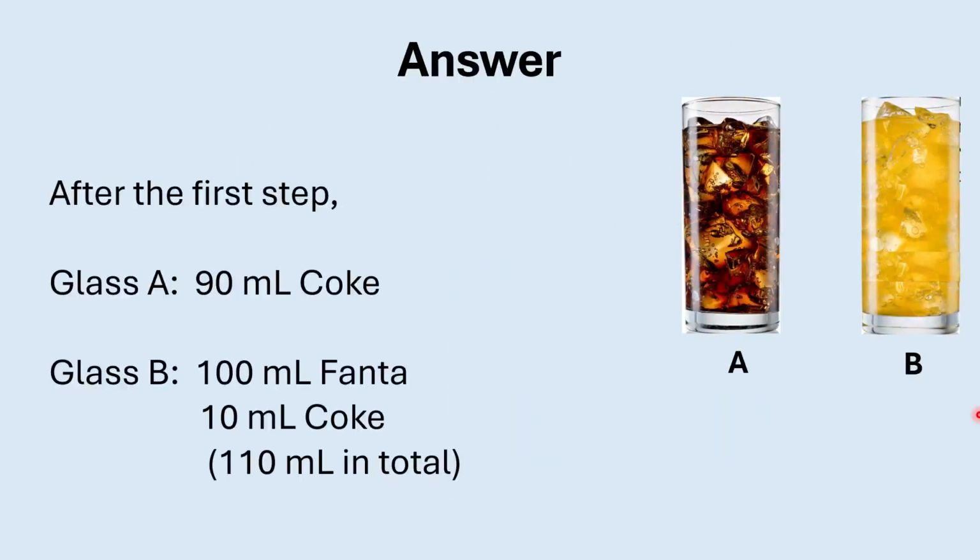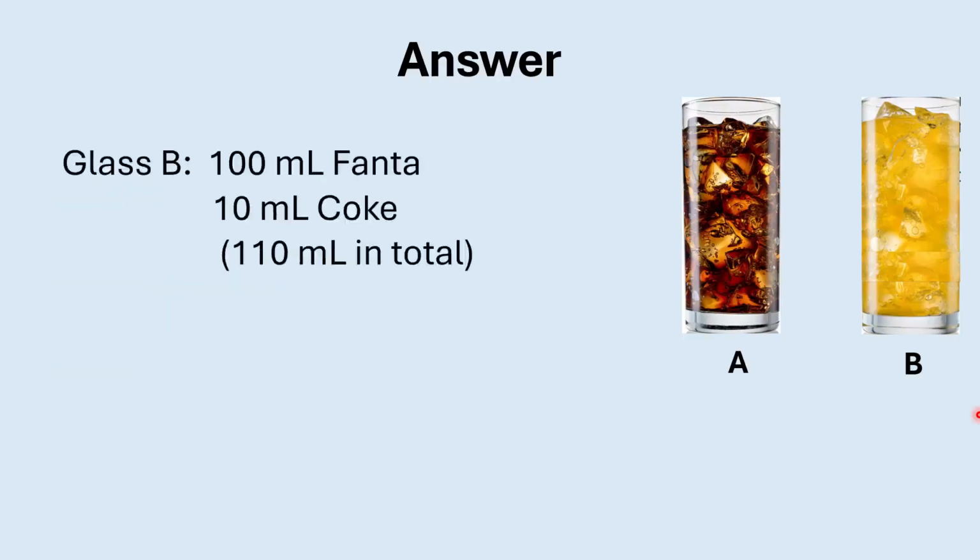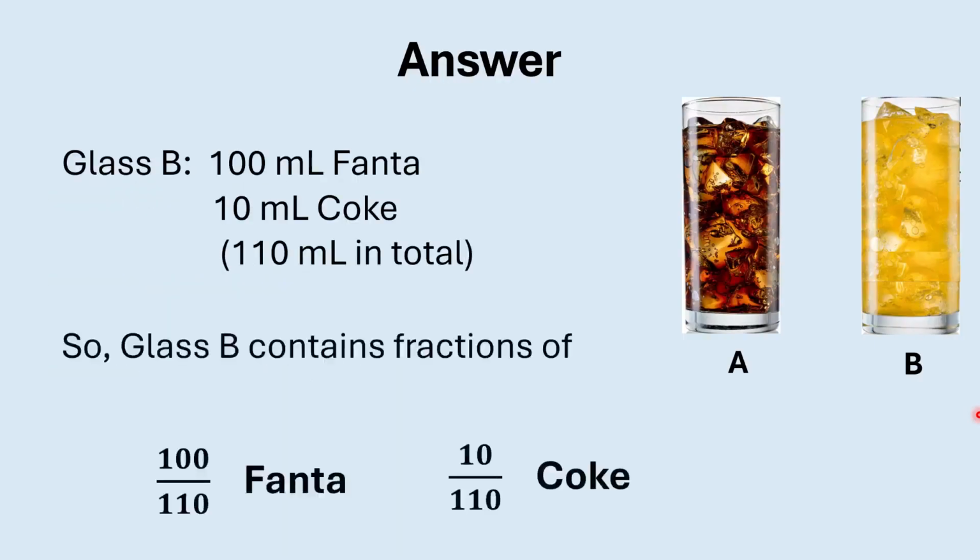After the first step, it is pretty clear that there will be 90 ml of Coke in glass A, and there will be 100 ml of Fanta plus 10 ml of Coke in glass B. Of course, they are completely mixed with each other with 110 in total volume. And now we can just focus on the glass B and calculate the fractions of Fanta and Coke inside.